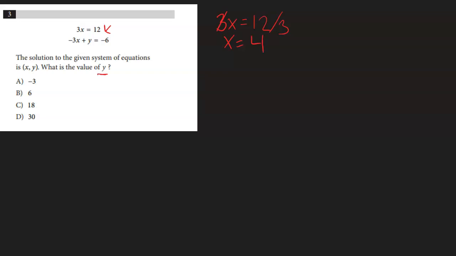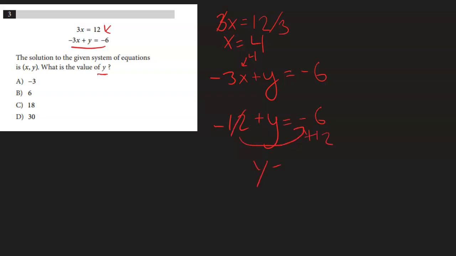And now that we know x equals 4, we can plug it into this equation. So we know negative 3x plus y equals negative 6. Well, we can plug 4 there. We know it's now 4 times 3, which is 12, negative 12. So negative 12 plus y equals negative 6. Move that over, add 12 to both sides. Y equals positive 6, and that answer is B.